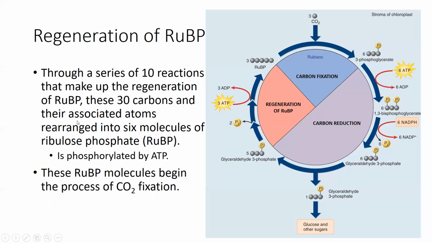Okay, and then these 30 carbons and their associated atoms are rearranged. Okay, so here you have 10 G3P. So the carbons and the associated atoms. Okay, associated atoms mean hydrogen and oxygen. So they are rearranged into 6 molecules of RuBP. And then the reaction is phosphorylated by ATP. Okay, by ATP. So these RuBP molecules begin the process of carbon dioxide fixation. Then the cycle is repeated.